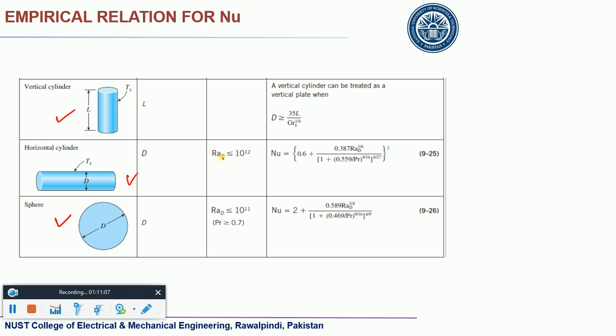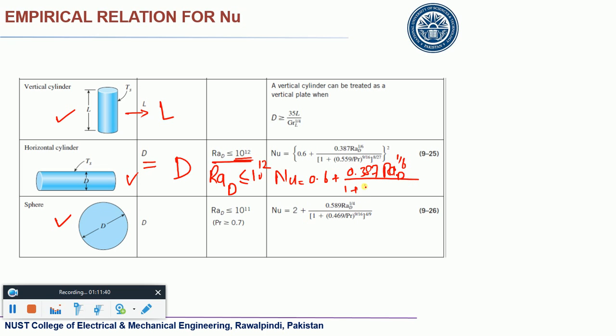And for spherical shape of the body, in this case, vertical cylinder, this characteristic length is length of the cylinder. In case of horizontal cylinder, characteristic length is diameter of the cylinder. And then if Rayleigh number based upon diameter is less than 10 raised to power 12, Nusselt number would be equal to 0.6 plus 0.387 Rayleigh number D to the power 1 by 6 over 1 plus 0.559 over Prandtl number raised to power 9 by 16.